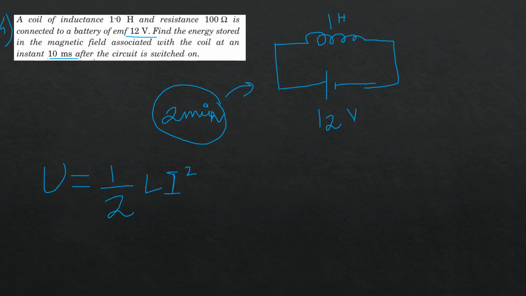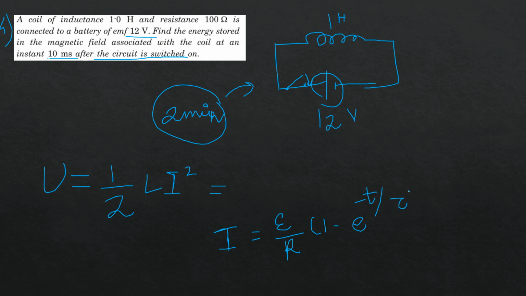After the circuit is switched on, find the energy stored in the magnetic field associated with the coil at an instant. After the circuit is switched on, for example, there was a key like this. Only after I close the key will the circuit be switched on. So the formula for that is I is equal to E by R, EMF by R, into 1 minus e to the power minus T by tau. You have to write it down in your formula notebook.